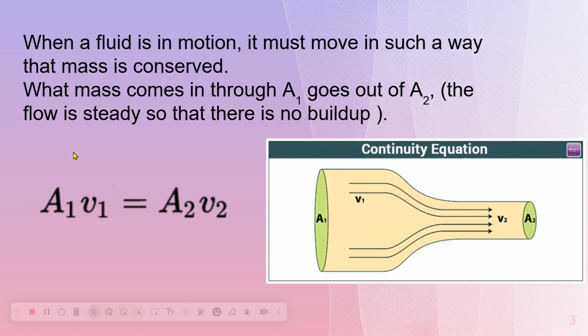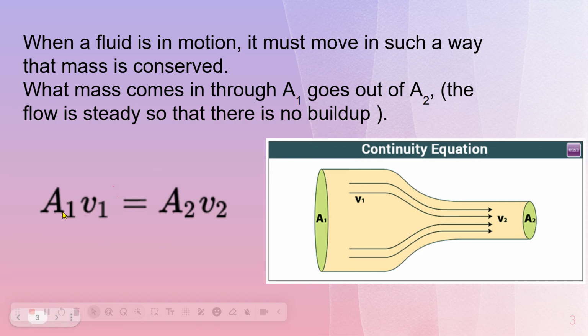When a fluid's in motion, it has to move in a way that mass is conserved. Okay, what that means is if I have a really big pipe and it's completely filled with water and the water is moving through and then my pipe gets smaller, my water still has to get through. Water is incompressible. If I have a gallon per minute passing through this area here, I have to have a gallon per minute passing through this area, or there'd be a backup. My pipe would burst. Okay, so whatever mass goes in through A1 has to come out through A2, which means the volume per second has to be the same.